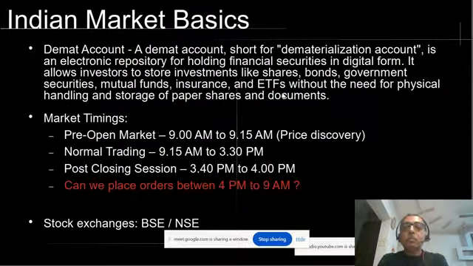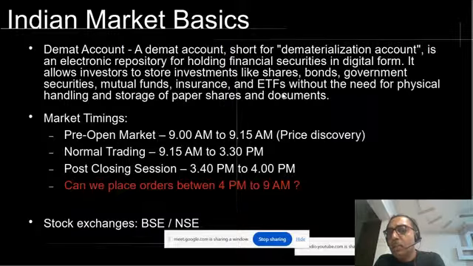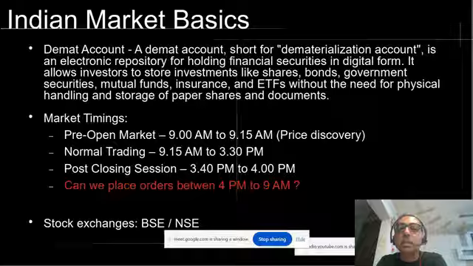So each individual who wants to have shares with them has to have them in digital format, and the account that individual has to own is the demat account. It is similar to a savings account in a bank. The only difference is that from that account you can buy shares and sell shares. And then there are different depositories which we talked about, CDSL and NSDL.